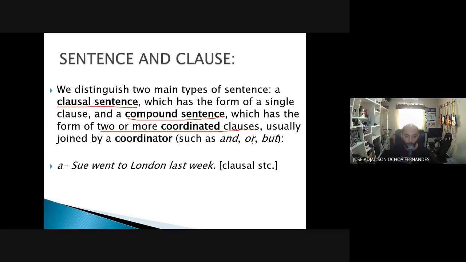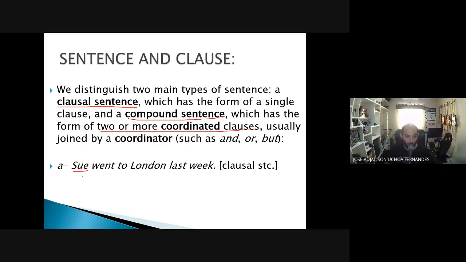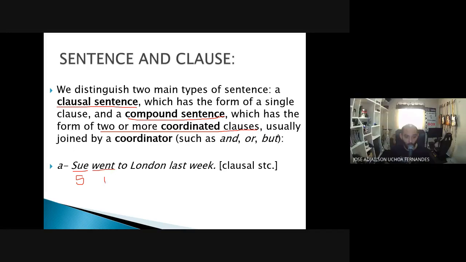Take this example in A. Sue went to London last week. It is a clausal sentence. Let's analyze it to make sure. Where is the subject here? Sue is the subject. Now, where's the verb? Verb to go, went.